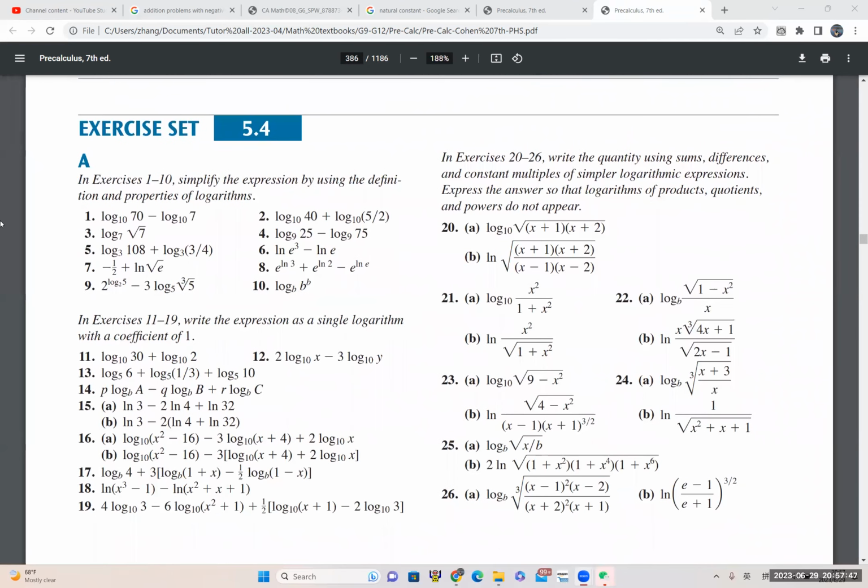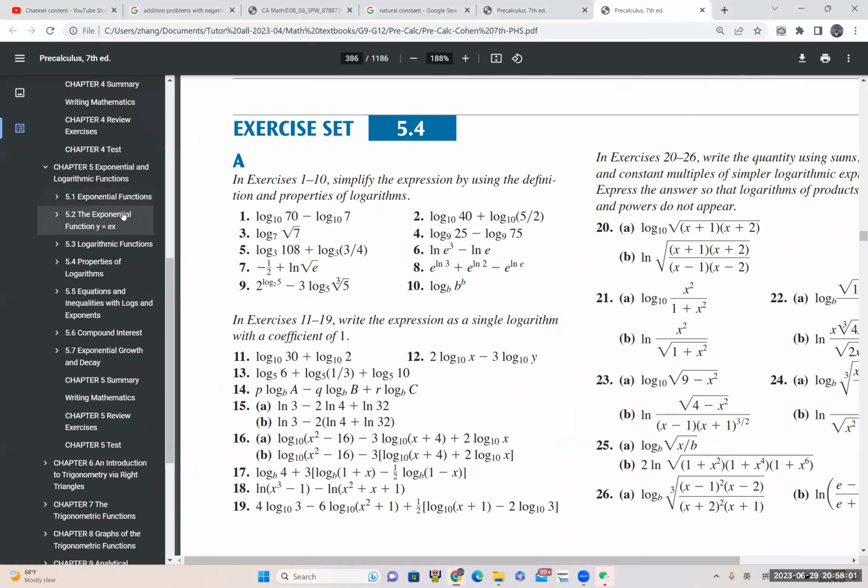Yeah, that's all we can cover today. Let me write. We finished sections 5.1 to 5.4. How many sections do we have left? We are here, but we still have 3 more sections, right? So you can find the exercises from each section, but you can also go to the chapter test if you want.